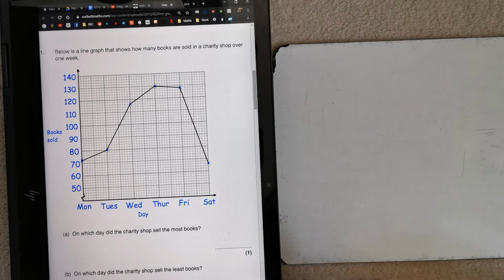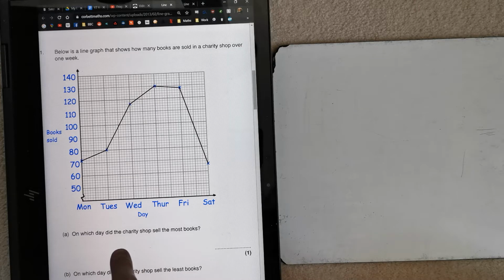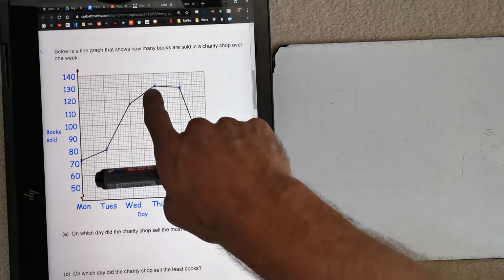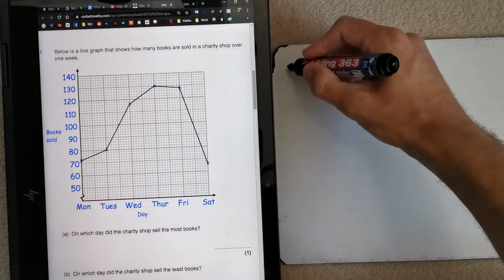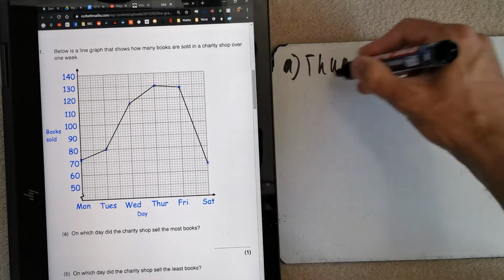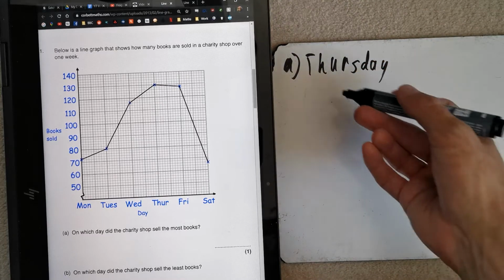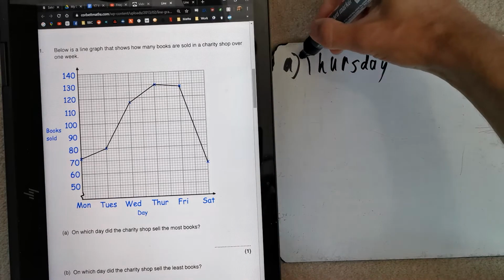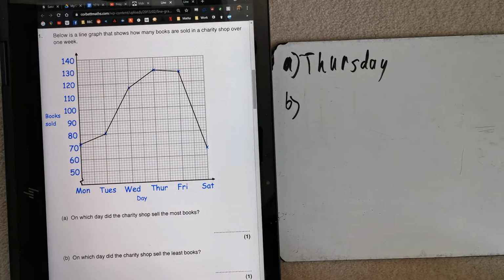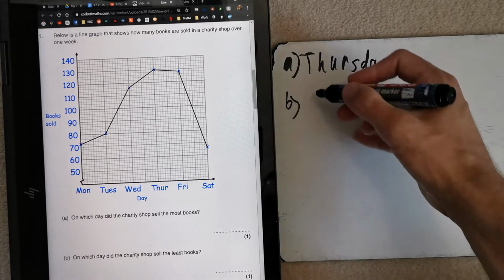So, let's have a look at these questions then. On which day did the charity shop sell the most books? Well, that just means the highest number of books sold. Which day has the highest number of books sold? What's the highest one? There it is on the Thursday. So for A, it would be Thursday. That's all you've got to write as your answer. Even if you put Thurs or Thu, that would still be marked as correct, actually. B, on which day did the charity shop sell the least books? Where is it lowest? I think it's on Saturday.